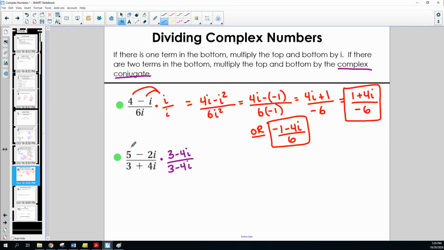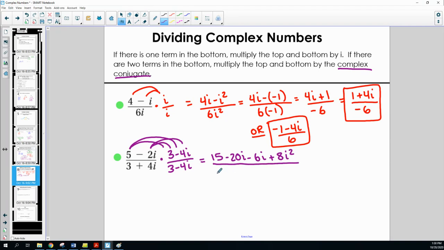So on the top, we have 5 times 3. So we get 15. We have 5 times negative 4i. So we have negative 20i. We have negative 2i times 3. So we get negative 6i. And then we have negative 2i times negative 4i. So that becomes positive 8i squared.